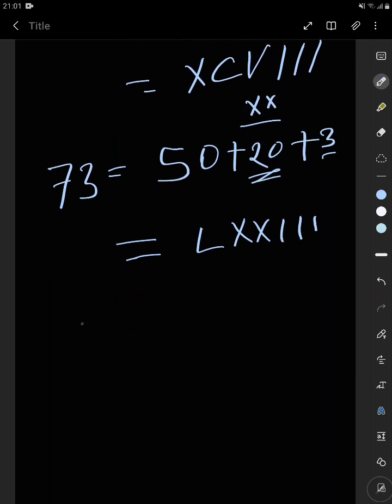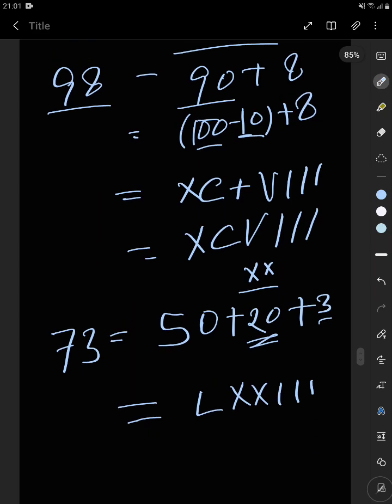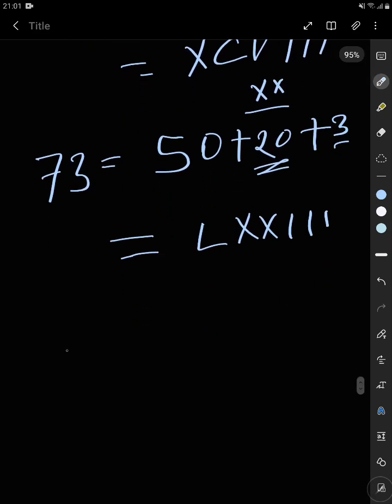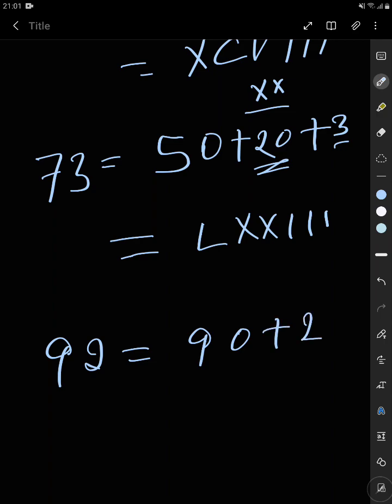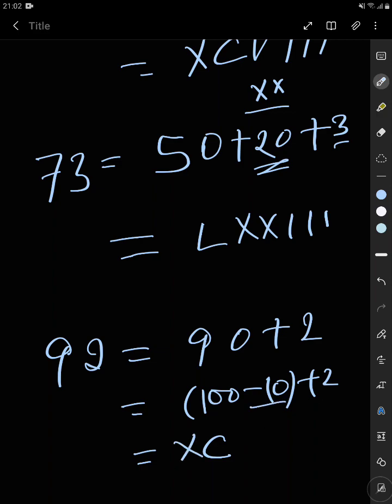And now 92 is there. We have already written it? No, it's not written, so we'll write 92. 92 can be written as 90 plus 2, and 90 can be written as 100 minus 10. So we write 100 as C, and since 10 is minus, X will come before, and 2 is plus, so it will be like this. Like this we can write any numerals as we want.